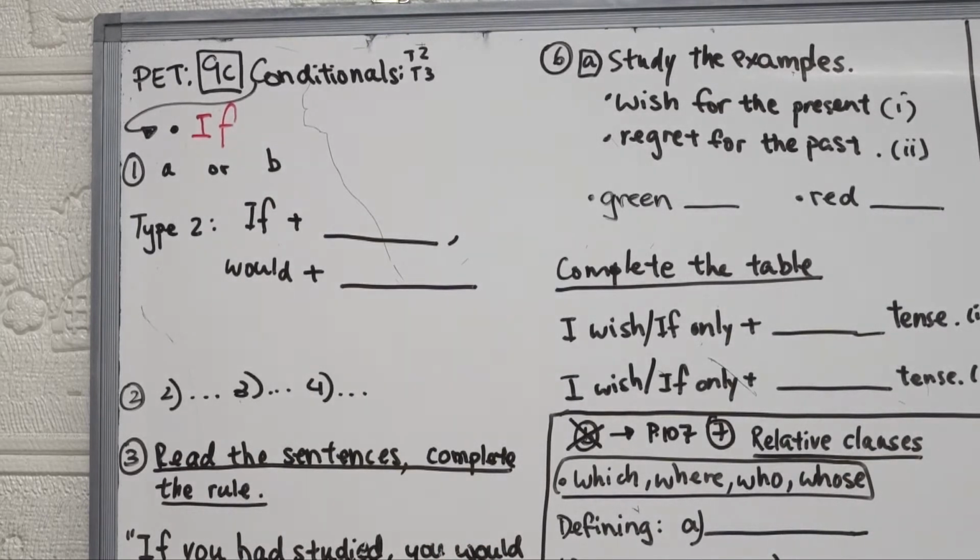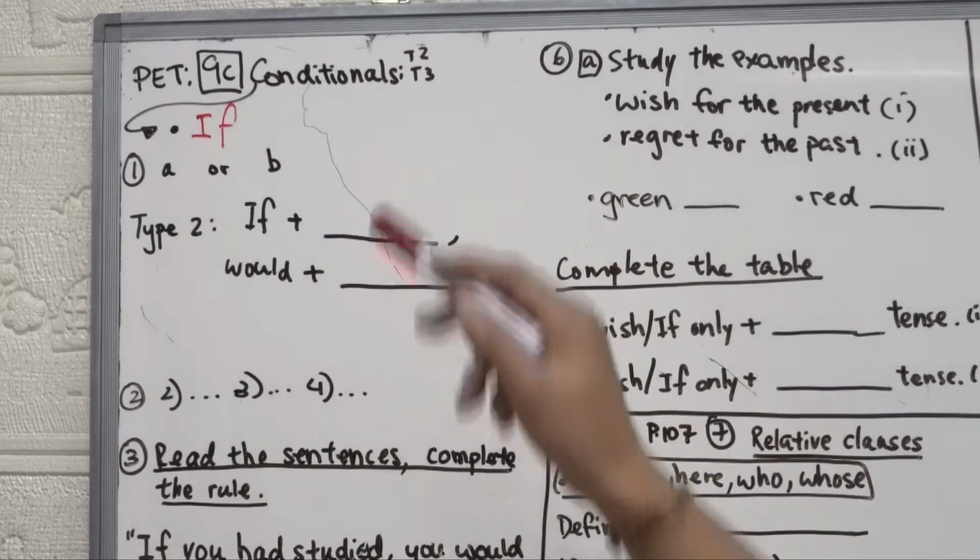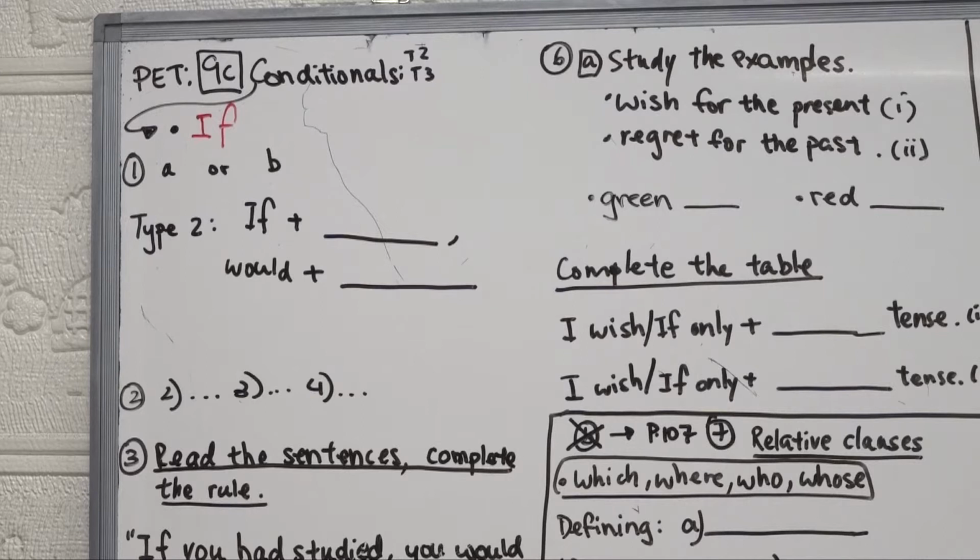What kind of meaning? Does it mean it will happen 100% or not so sure? It could happen, it might happen. Is it 100% or could? What do you think? What's the correct answer? It depends on the type, right? So we have type 0, 1, 2, and 3. Today we will be learning about type 2 and 3.